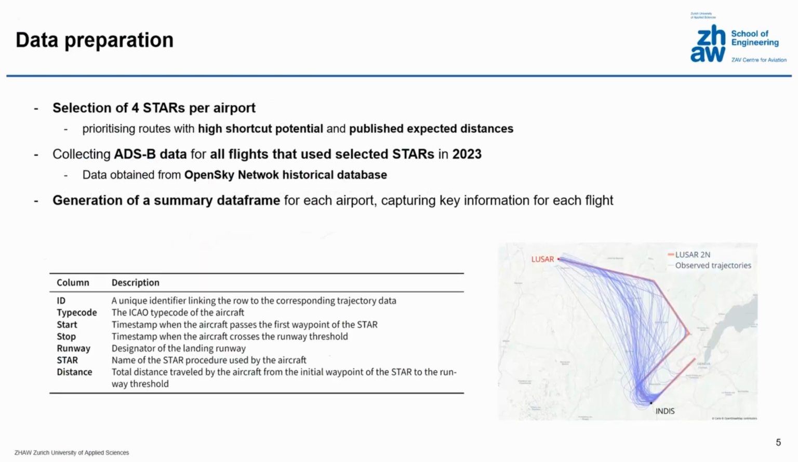And based on these trajectories, we then generated 1 data frame per airport, which summarizes key information about each of the flights, such as which landing runway was used, which star procedure was being followed, and most importantly, what distance was flown by the aircraft from the initial waypoint of the star to crossing of the threshold of the landing runway.